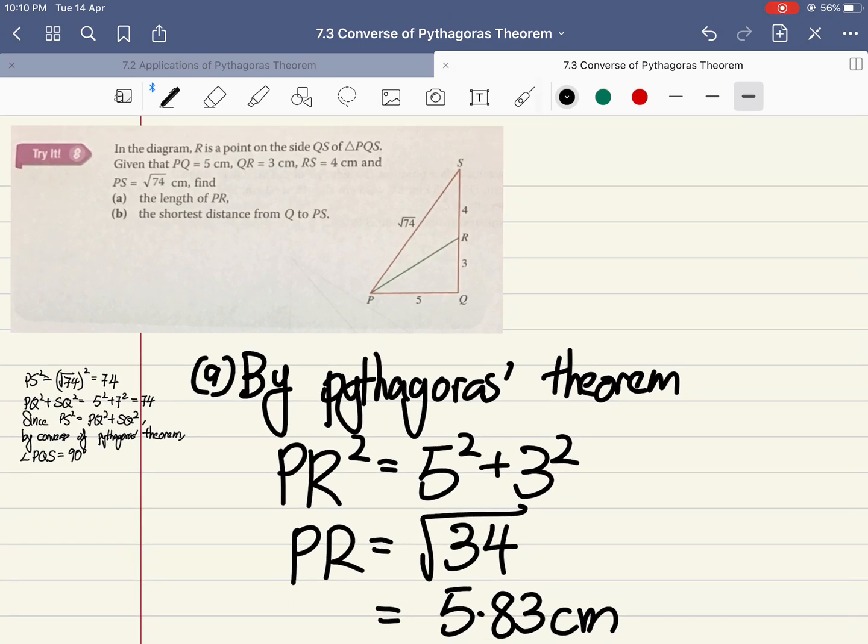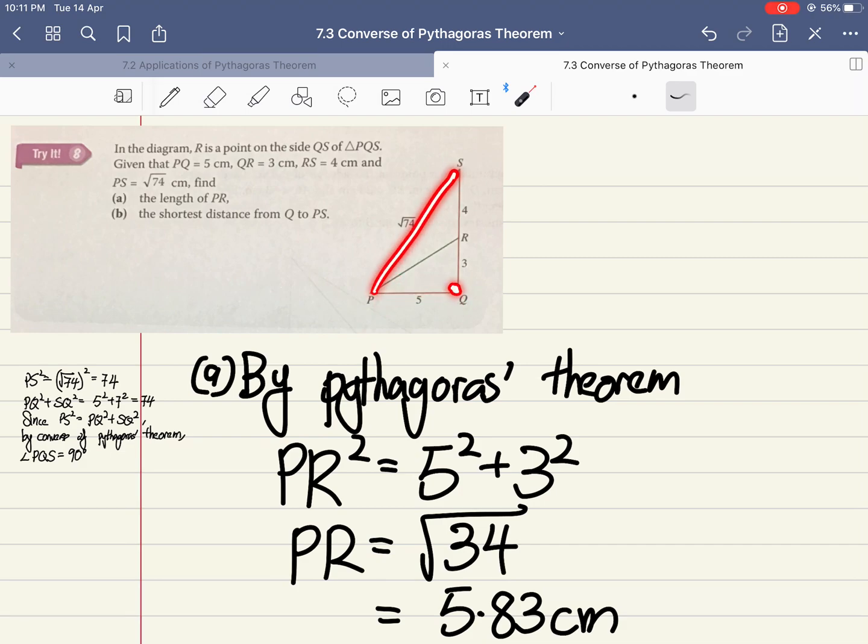Okay, part B is quite interesting actually. What's the shortest distance of Q to PS? Let's just imagine that this triangle is a field. You are at point Q now and you want to walk to PS. What's the easiest way, or the fastest, shortest route to get to PS? Would you walk this way? Now that is a rather long way to get to the line PS. How else can you walk?